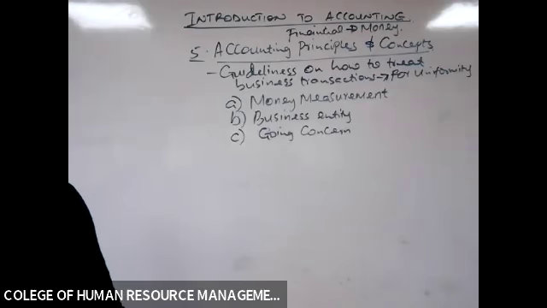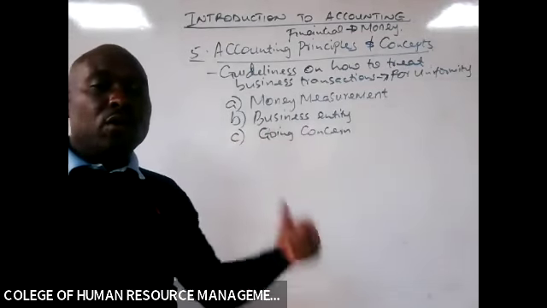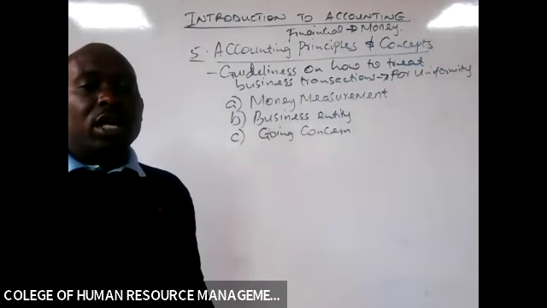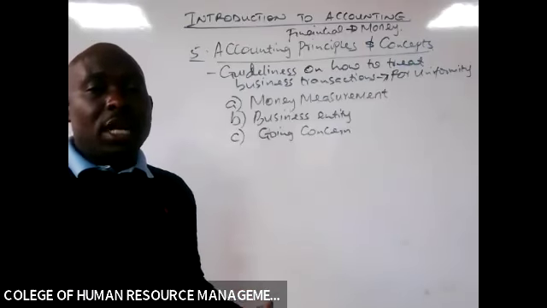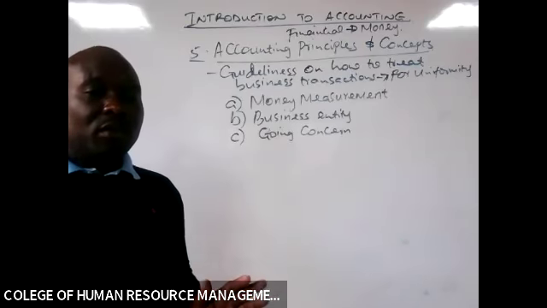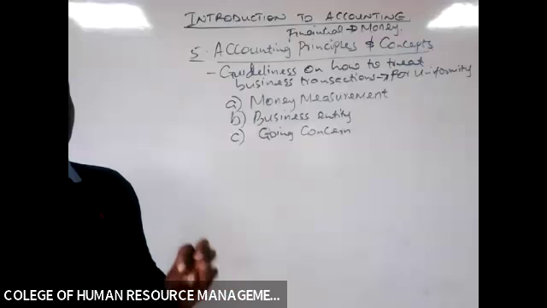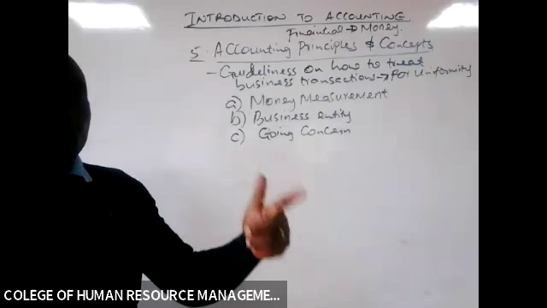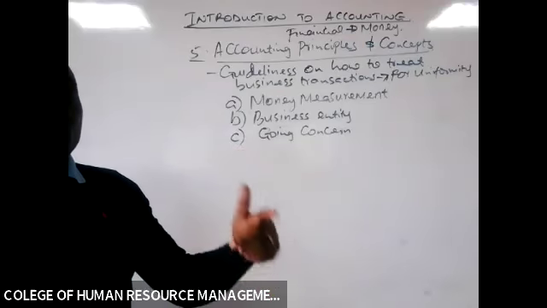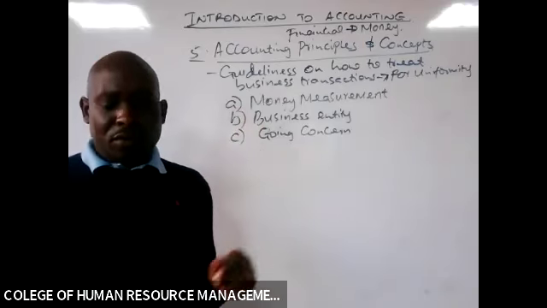That means the business is assumed to operate for a long period of time without shutting down its operations. It will operate for a very, very long period of time. That is the going concern concept: the assumption that the business will operate into the foreseeable future indefinitely. We don't know when, but it will operate for a very long period of time.